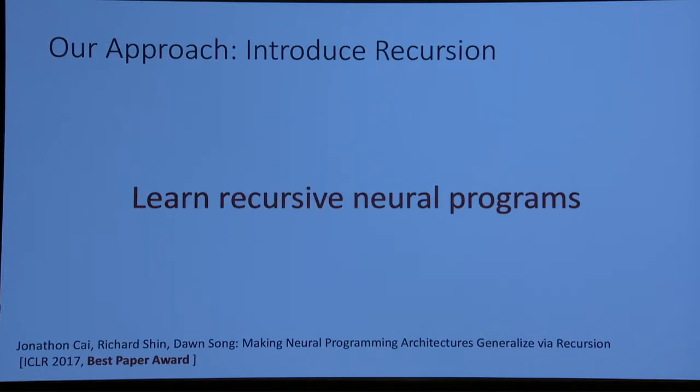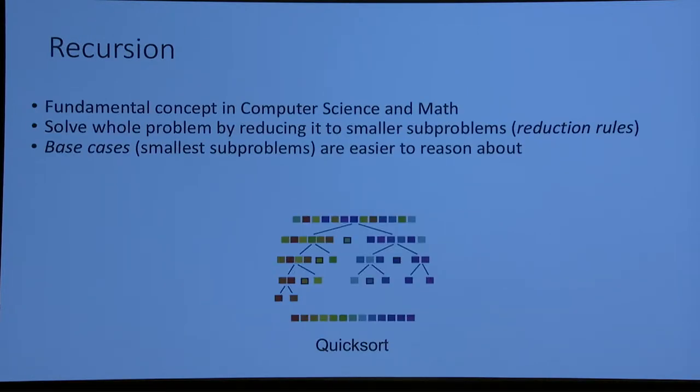So in one of our recent works, we developed a new approach for introducing recursion into neural program architectures and learning recursive neural programs, and using this approach to significantly improve our ability to generalize. Recursion is a fundamental concept in computer science and math. We solve a whole problem by reducing it to smaller sub-problems using reduction rules, and we reduce it all the way to base cases. These are the smallest sub-problems that are much easier to reason about. Many of these program synthesis tasks, such as quicksort, can be naturally expressed using recursion, and they naturally have a recursive structure.